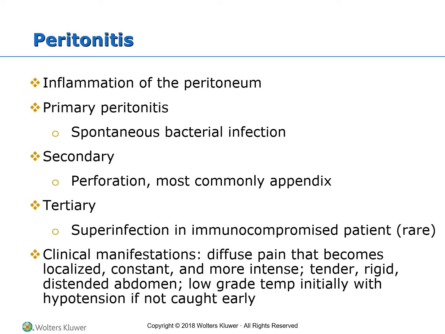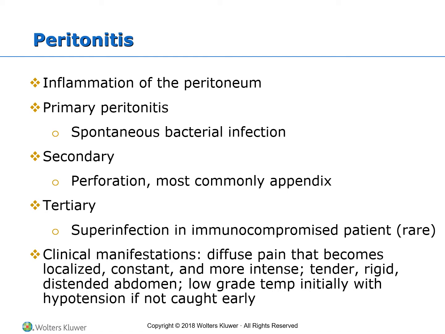Peritonitis is inflammation of the peritoneum. It can be primary, secondary, or tertiary. Clinical manifestations are basically the same no matter what the classification is. Treatment is generally fluid, colloid replacement, and electrolyte replacements.